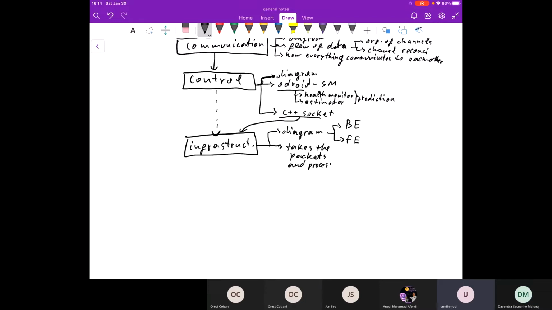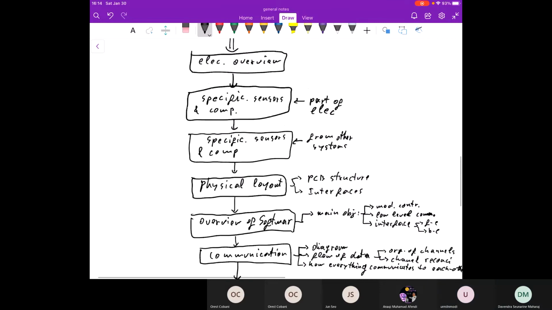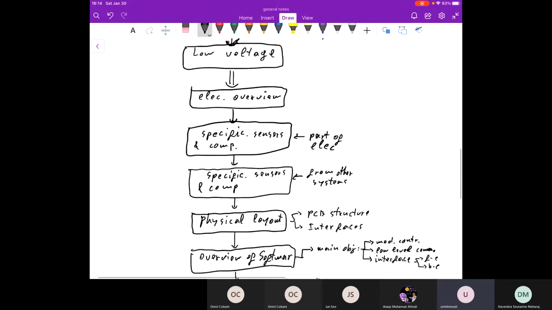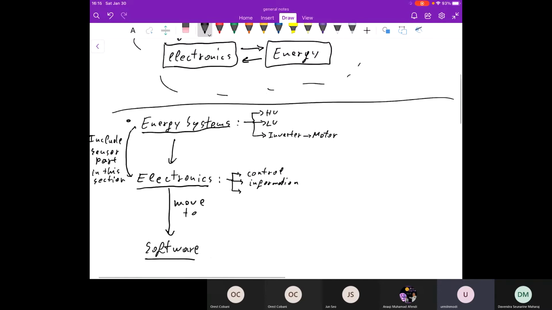I just had one thing I wanted to bring up. If you scroll up a little bit, you see in the high voltage section we have the inverter and motor control. That's going to be referenced from energy systems inside of electronics when it comes to the sensing part, because that's a component that we're going to talk about, and it will be involved on our side.